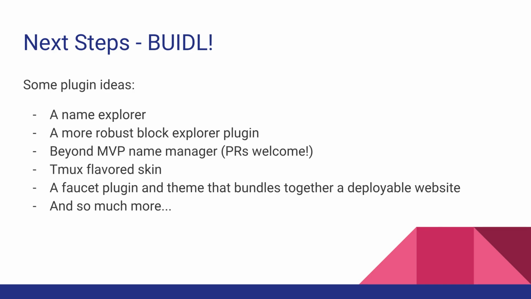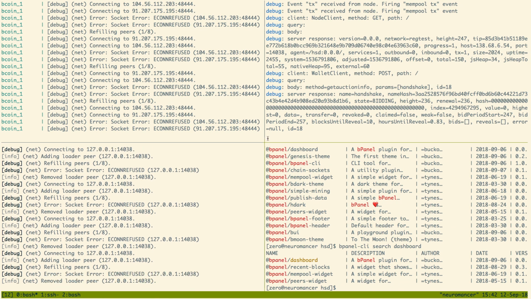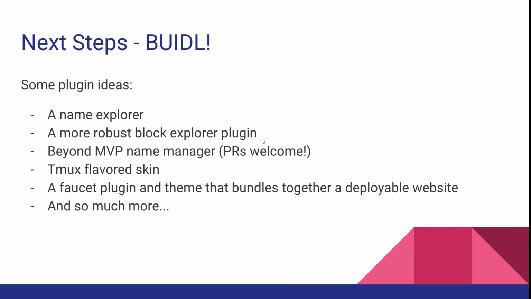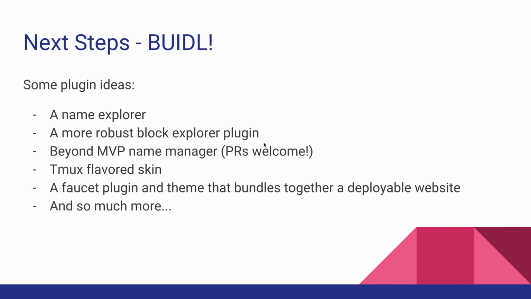And also something beyond the MVP, Name Manager, either as a PR for the existing plugin or to do your own. We've talked about having a Tmux flavored skin. Sounds like a weird snack targeted for developers, but Tmux is basically like my CLI, my terminal. It's a terminal tool that lets you do a lot of cool stuff. But yeah, the default theme is kind of green and black, like matrixy type coloring.